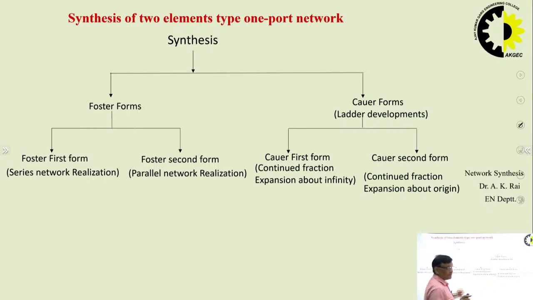In the Foster first form, if the network function is an impedance function, then we go for the Foster first. If the network function is an admittance function, then we go for the Foster second. Suppose the function is given and you have checked it is the impedance function of some RL or RC, and you are required to get the Foster second. What we do is invert the impedance function to get the admittance, and then we carry out the partial fraction expansion. Okay, so this is a brief of what we are going to do today.